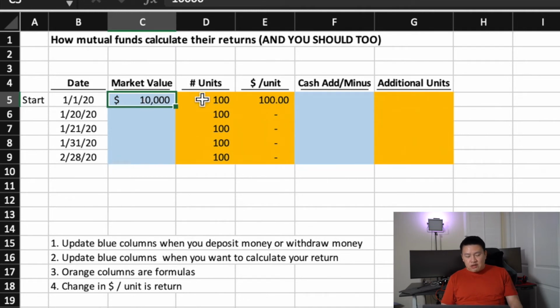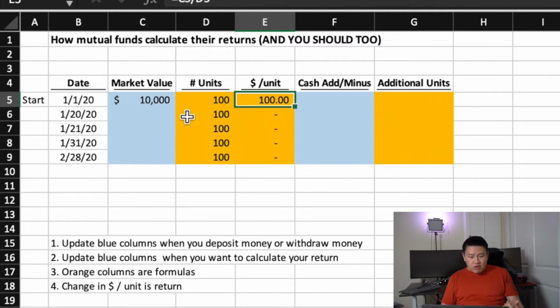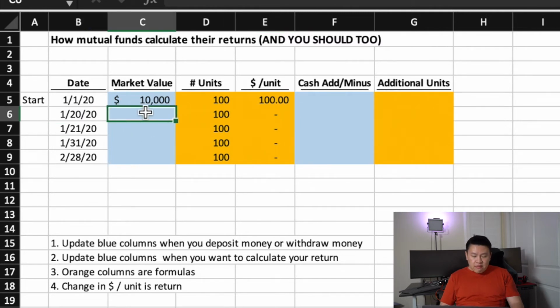The next two cells are essentially formulas, so you don't have to worry about them too much. But for a starting purpose, I would keep the first cell as 100. And the next cell here is your dollars per unit. Because I had $10,000 in my example here, I had 100 units, so I have $100 per unit. Similar to my previous example, let's say on January 20th, my balance now is $12,000.